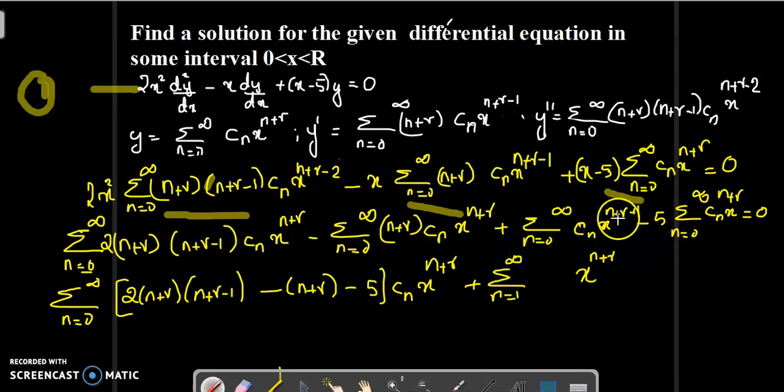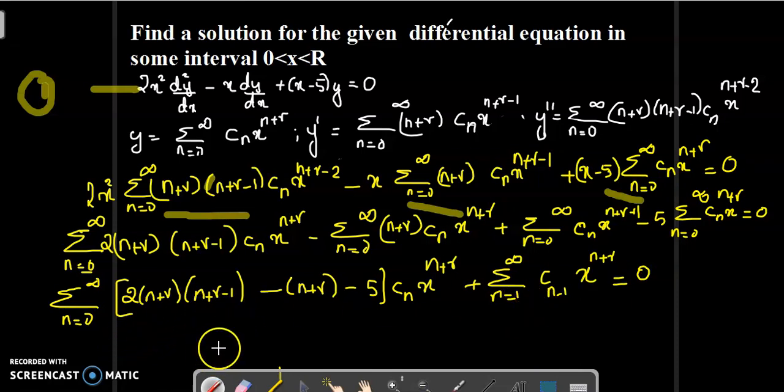When x raised to n plus r plus 1 is the power here, my suffix of c is just n. That is, when I'm having n plus 1, my suffix is n. So here what should go? C, n minus 1 should be okay. Now we have sigma n equal to 1 to infinity, c, n minus 1, x raised to n plus r, which is the reverted series. So this is equal to 0. Okay, now we have got that.